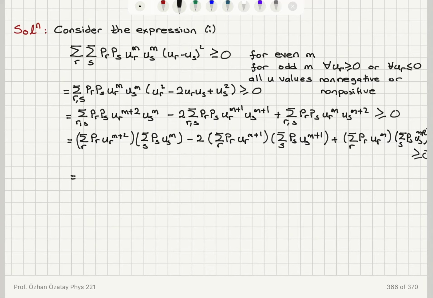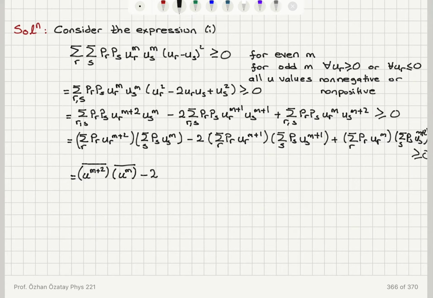Now I recognize that if I have UR to m plus 2 multiplied with the corresponding probabilities and summed over all possible R values, basically I'm looking at the average value of U to the m plus 2. And here I see summation over S, PS, US to the power m. That would be the average value of U to the power m. And then I have minus 2.